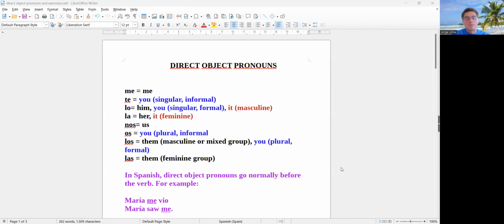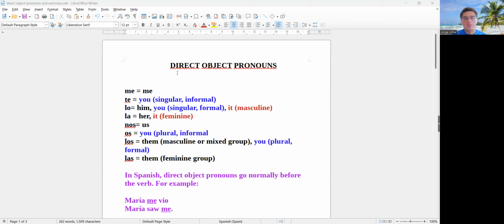Esta es una lección de gramática. Hoy día vamos a aprender los pronombres de objeto directo en español. Vamos a ver. Aquí los tenemos. Los pronombres de objeto directo en español.